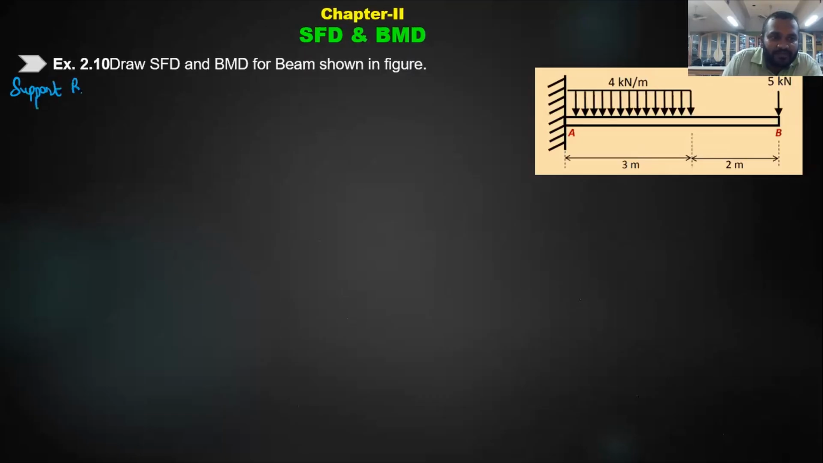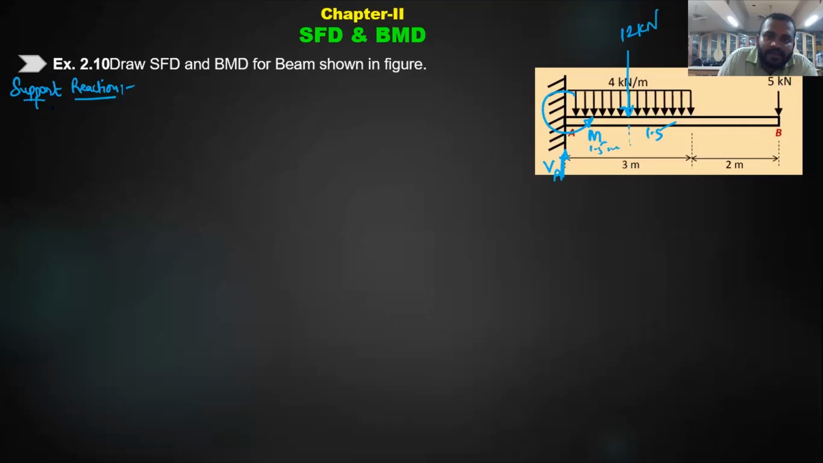Yes, I am calculating. Good. So there will be some reaction, I'm identifying it as VA, and we will assume a couple or a moment, which is M. And how much will be the equivalent of this UDL? It will act at 1.5 meter from here. 4 into 3 will be 12 kilonewton. Very good. 12, fine.